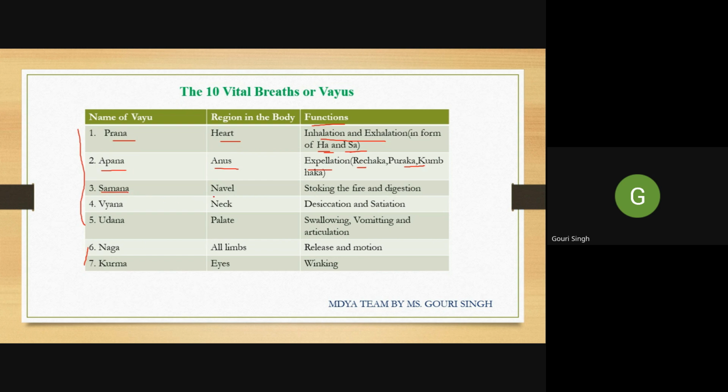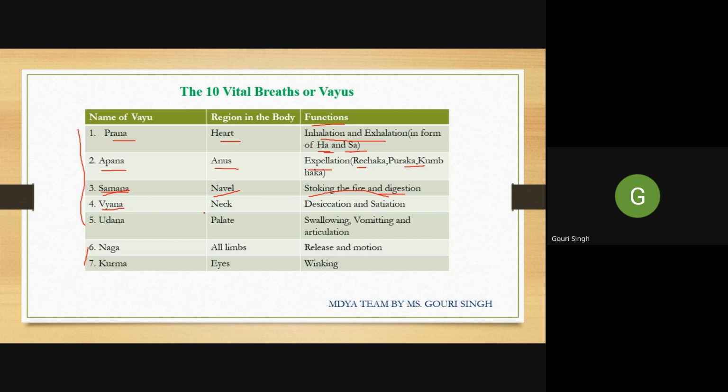The next, the third one, is the Samana. Samana is present in which area? That is the navel region. And what is the function? Stoking the fire and digestion. Whatever digestion process is going on inside our body is because of the Samana Vayu.